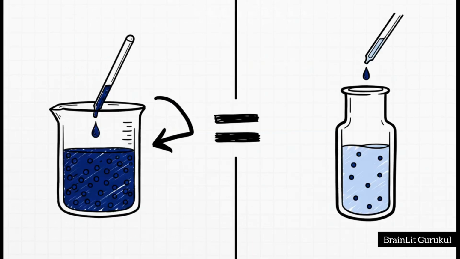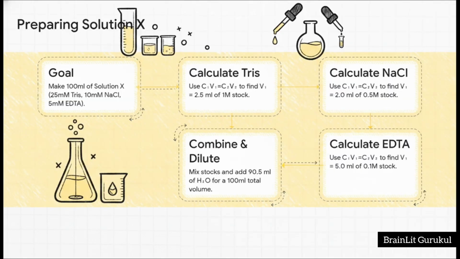And the whole process is governed by this beautifully simple and powerful equation, C₁V₁ equals C₂V₂. It's your best friend in the lab. It works because the amount of solute you start with is the same amount you end with, it's just floating around in a bigger volume of solvent. C₁ and V₁ are your starting concentration and volume, and C₂ and V₂ are the final concentration and volume you're trying to make. Let's actually put this into practice.